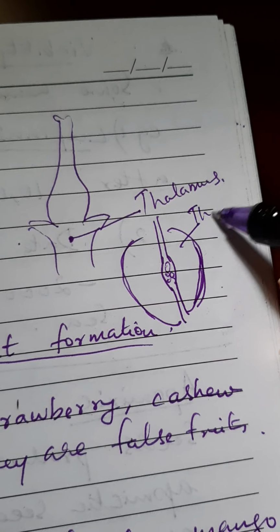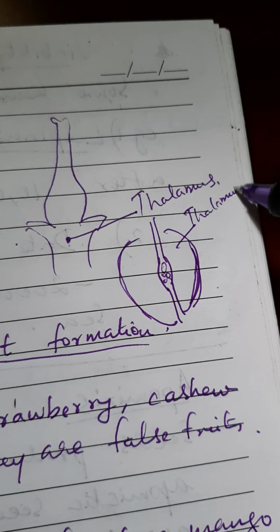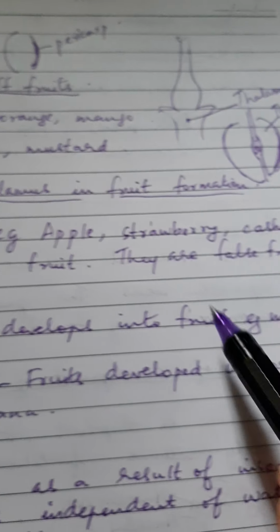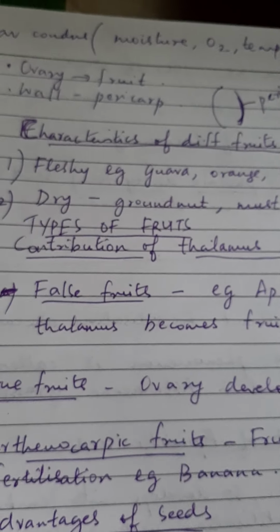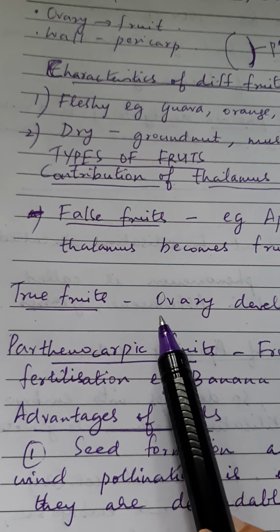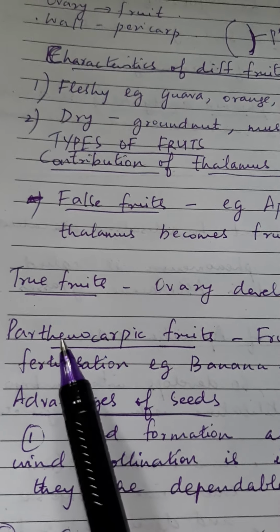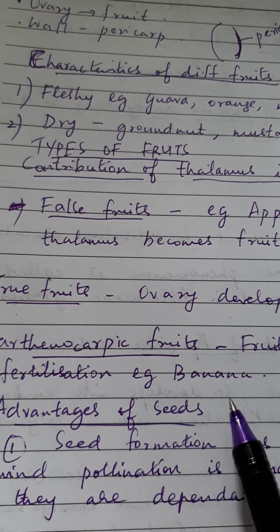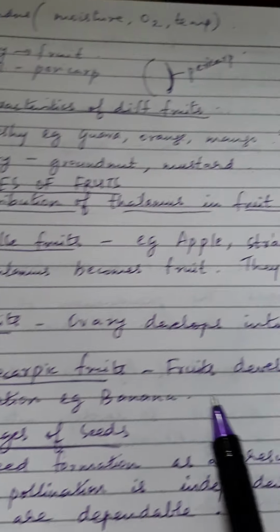So it is actually the thalamus which is juicy and fleshy in the case of apple, strawberry and cashew. Such fruits are called false fruits. True fruits means the ovary will develop into fruits. There are some fruits called parthenocarpic fruits. In parthenocarpic fruits, for example banana, fruits are formed without fertilization.